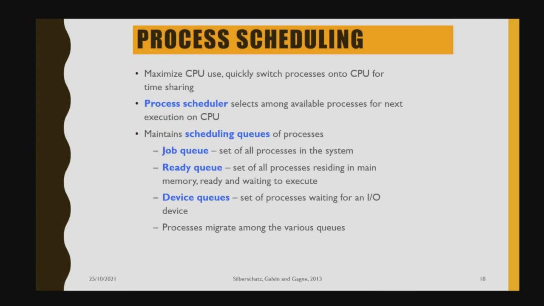So maximize the CPU use. Quickly switch processes onto the CPU for time sharing. Okay, this is why process scheduling is there, because we want to maximize the CPU. Process schedulers will select among the available processes for the next execution on the CPU.